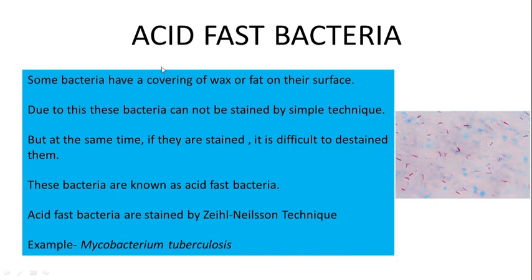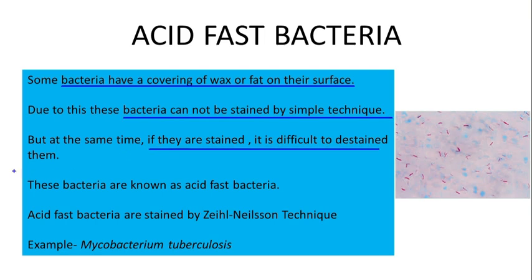There is another kind of bacteria. These are known as acid fast bacteria. Acid fast bacteria are those which have a covering of wax or fat on their surface. So in these bacteria, staining is very difficult. That means these bacteria cannot be stained by a simple technique. If they are stained, it is difficult to destain them. These bacteria are known as acid fast bacteria.